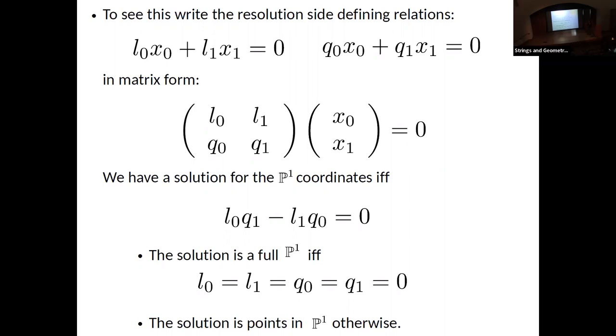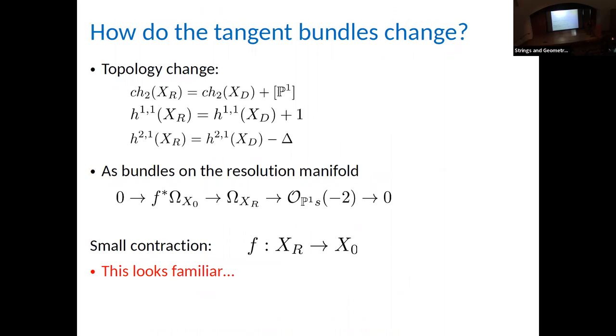I'm introducing this at this level of detail because these loci defined in terms of these defining polynomials are going to play a role later when we talk about what happens to the bundle. Okay, so if we're interested in how bundles change across a conifold transition, let's start with the simplest bundles to begin with. Let's start with tangent bundles.